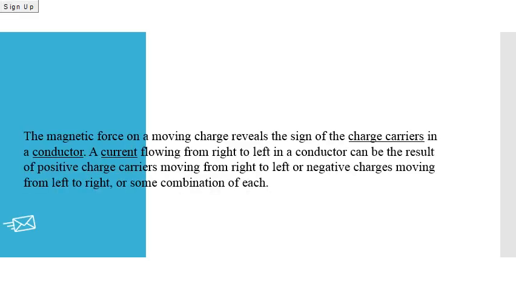The magnetic force on a moving charge reveals the sign of the charge carrier in a conductor. The current flowing from right to left in a conductor can be the result of positive charge carriers moving from right to left or negative charge carriers moving from left to right, or some combination.